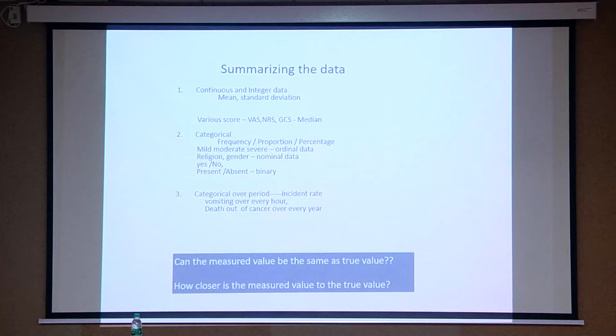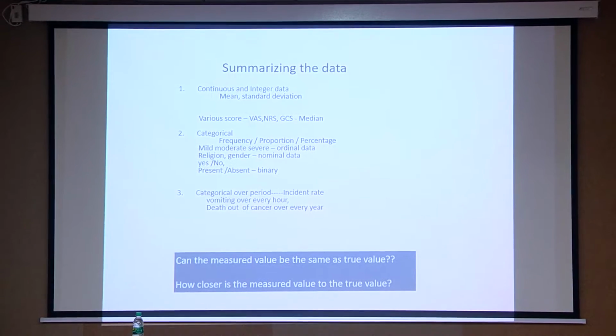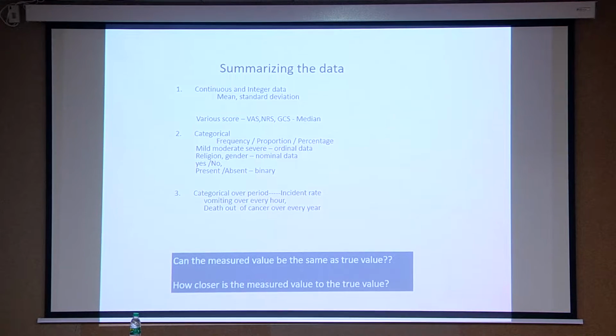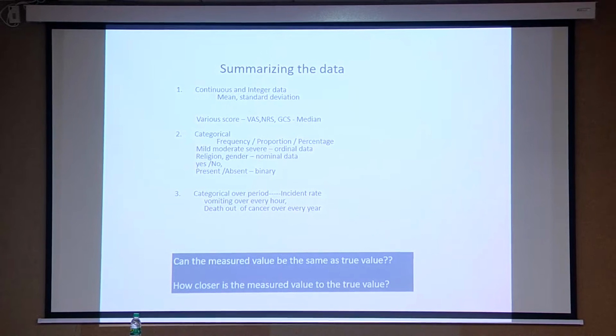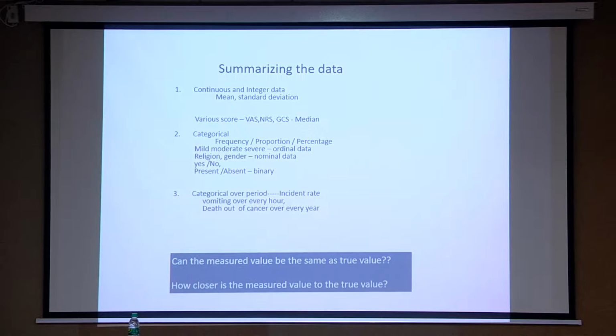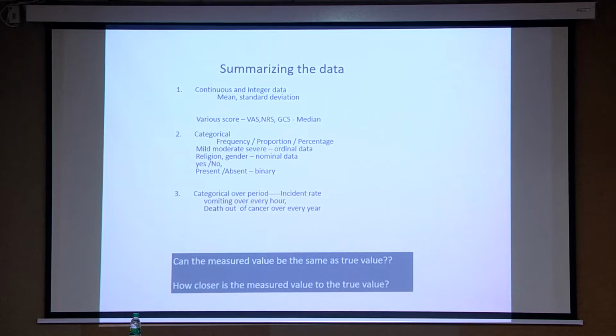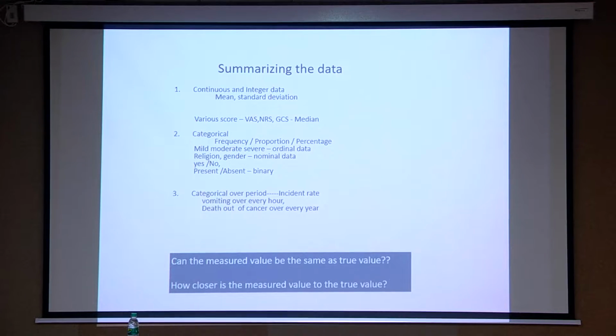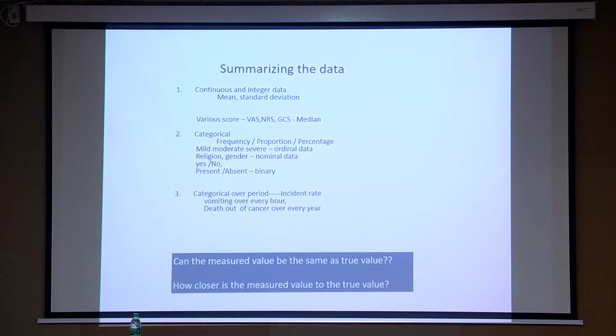The special category data, that is binary, example is yes or no, present or absent. The ordinal data example: mild, moderate, severe. Nominal data example is religion, gender. The other categorical data is categorical over period, summarized as incidence data. Example, vomiting every hour, death from cancer every year.